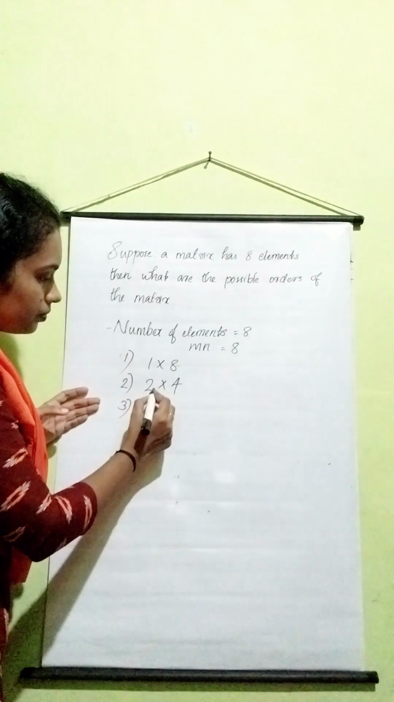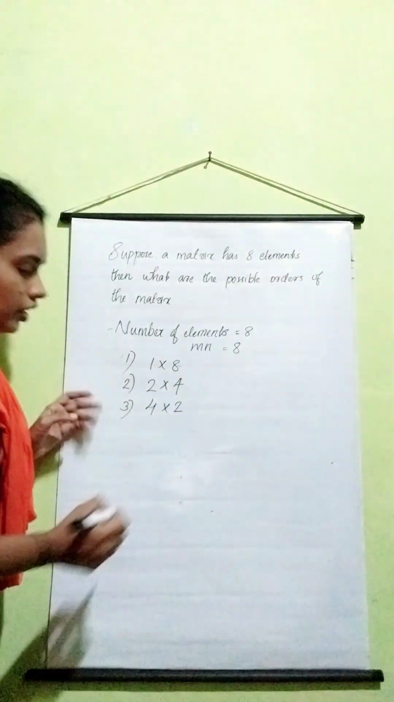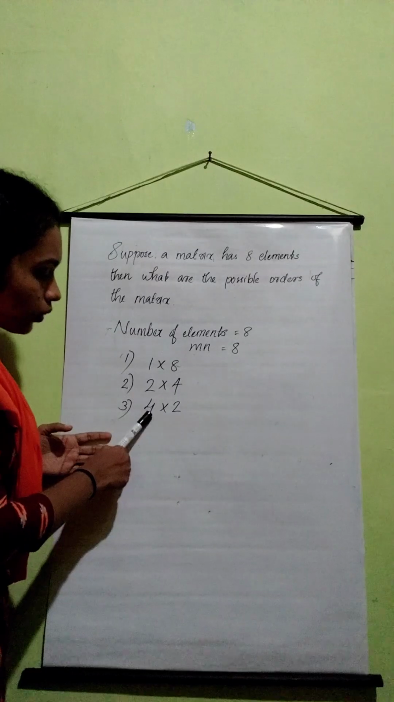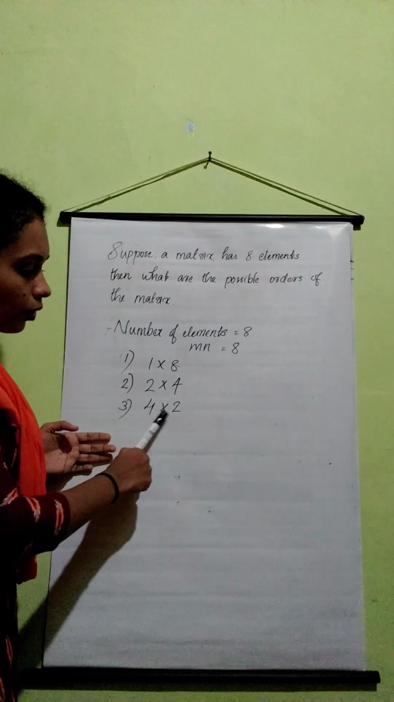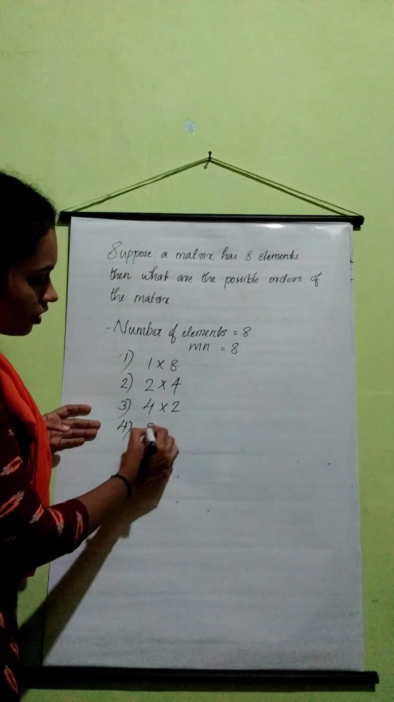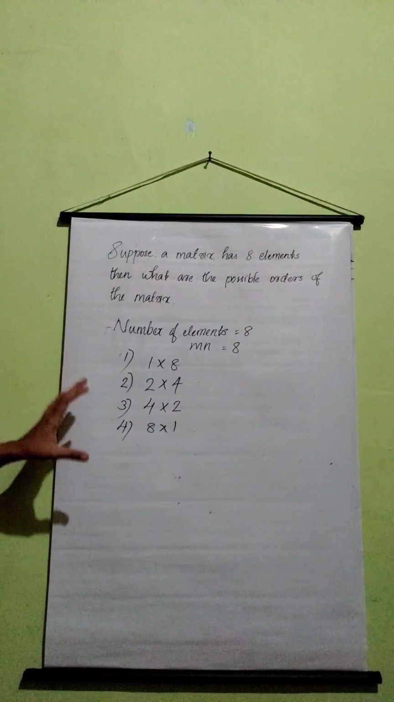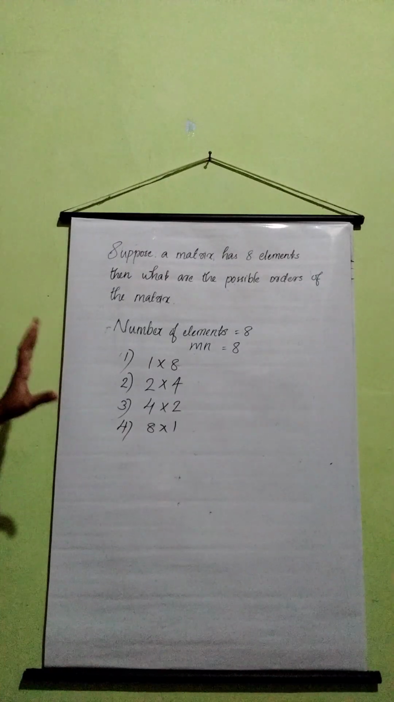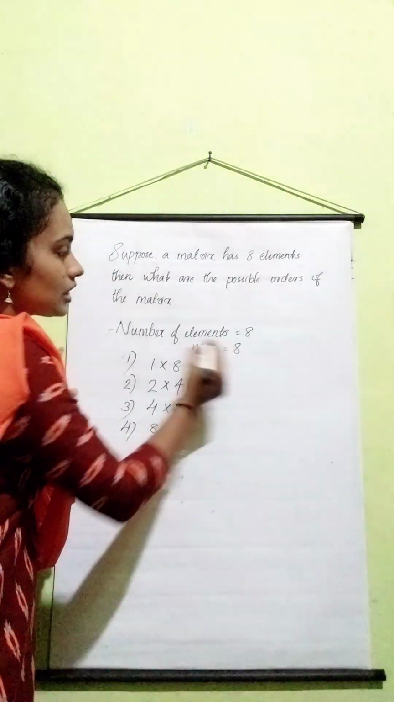Then third one, 4 by 2. Here, the number of rows and columns reversed. Here 4 rows and 2 columns. Here 2 rows and 4 columns. So 4 by 2. Then the last possibility is 8 by 1. These are the 4 possible pairs. These are the 4 possible orders of the matrix, whose total number of elements is 8.